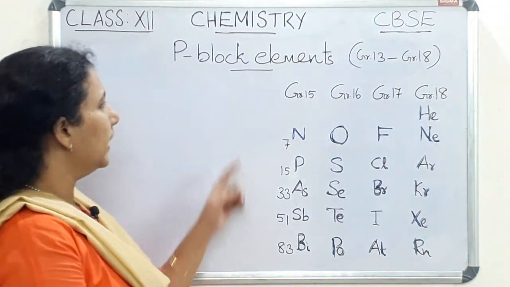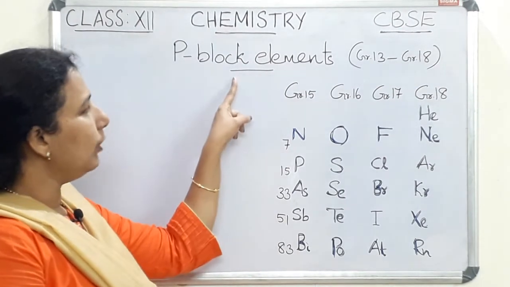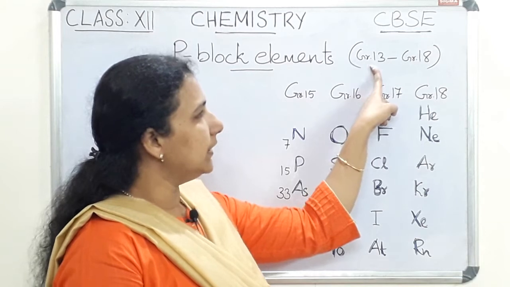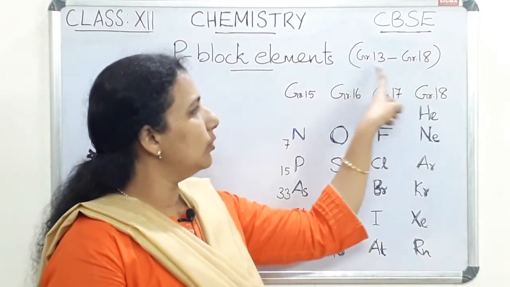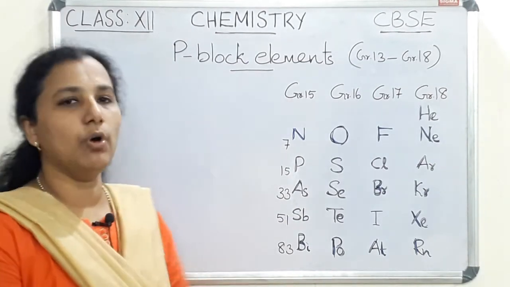Now let us begin a new chapter, that is P block elements. P block elements are the elements present from group 13 to group 18. So group 13 to group 18 elements are called P block elements.